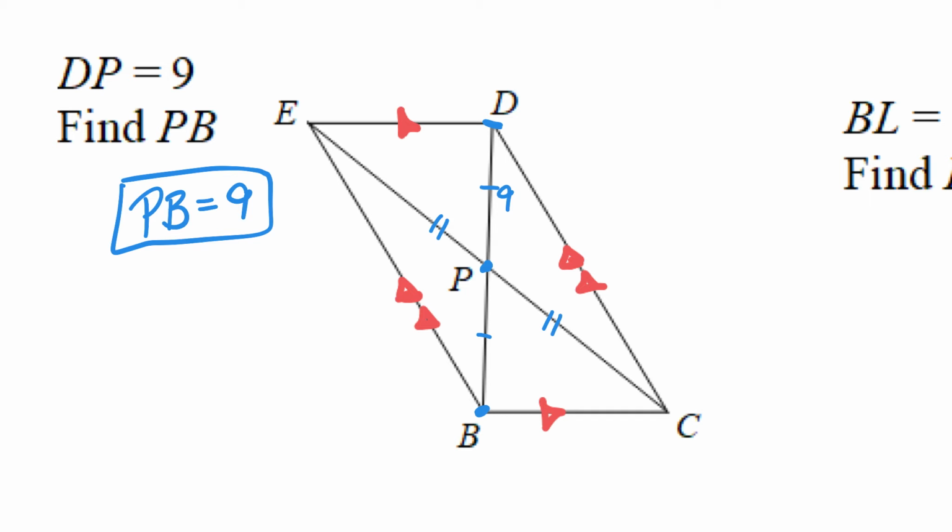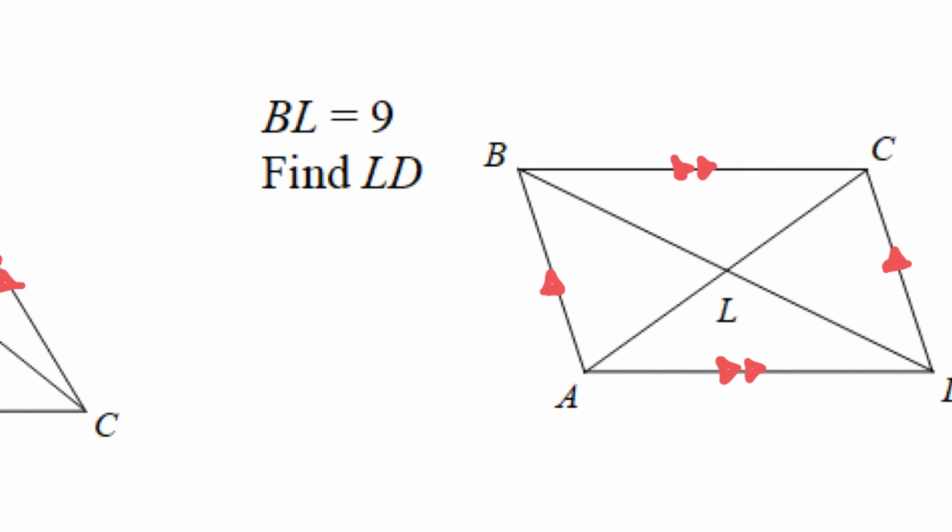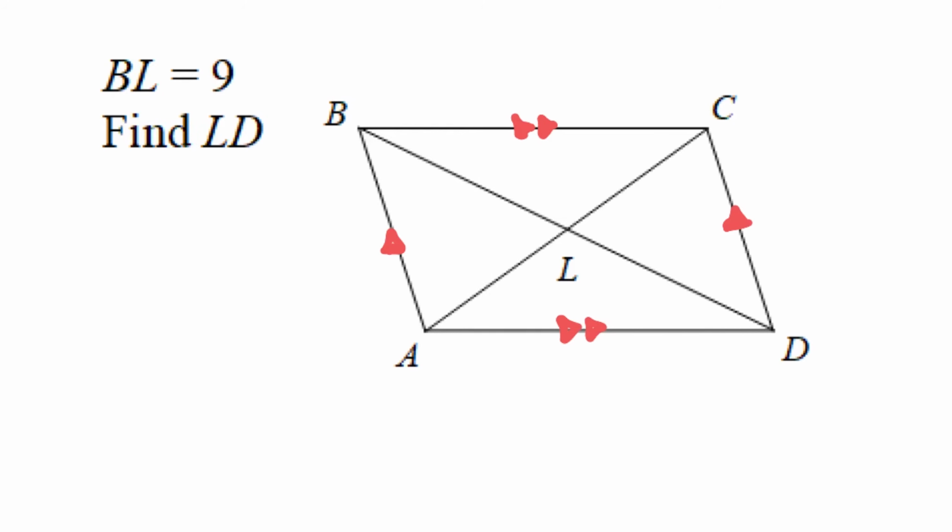Again, pay close attention to these because they could have asked us for the entire line, which we may see a little bit later. Here's our fifth example. Again, equal parts here. This part is equal to this. LC is equal to AL.